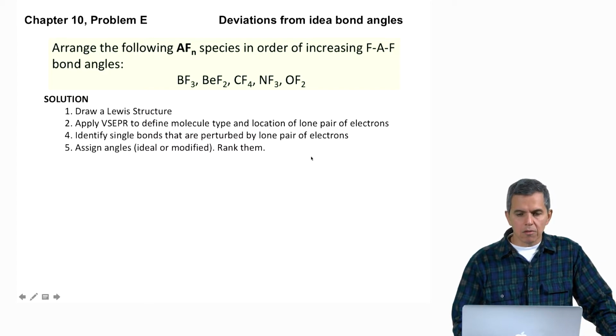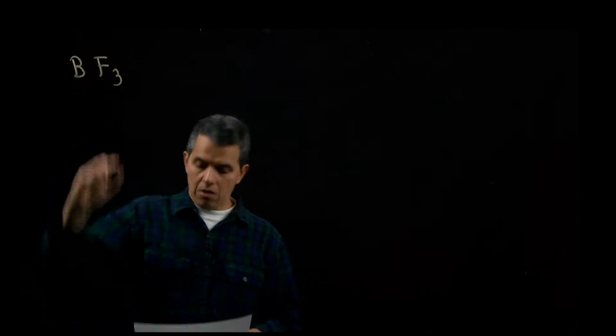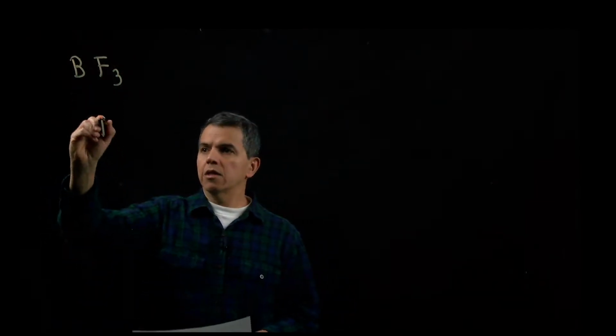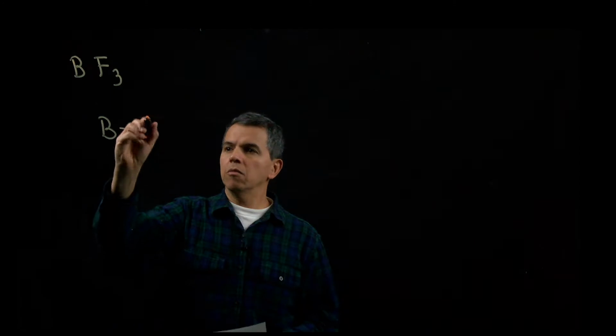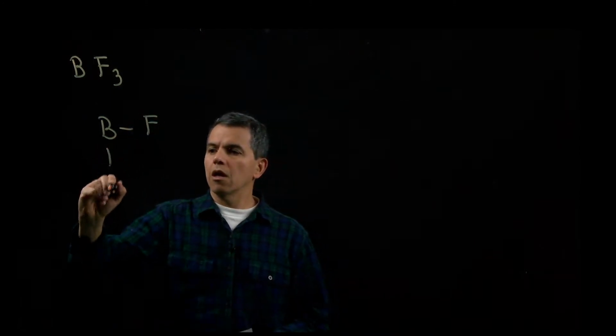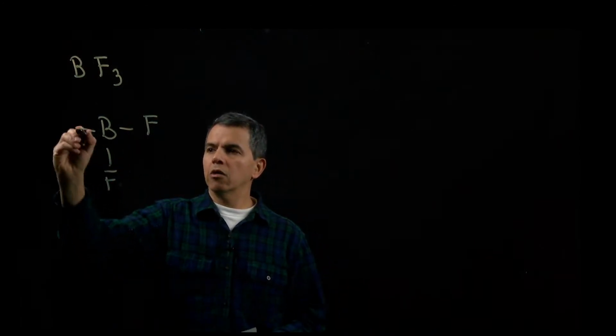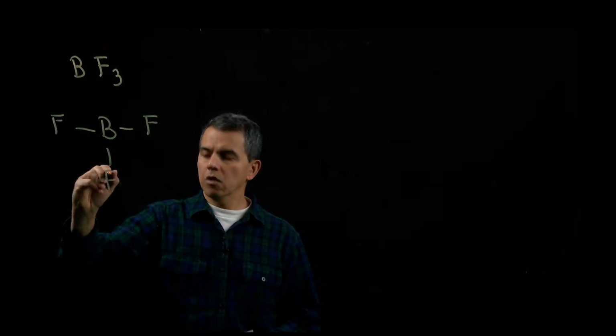And finally, we are going to assign angles, ideal or modified, and rank the different structures according to their modified or ideal angles. So let's begin by drawing the electron structure or the Lewis structure for each of the species that are part of this problem. So for BF3, we will place boron as the central atom and the 3 fluorine atoms connected to boron.